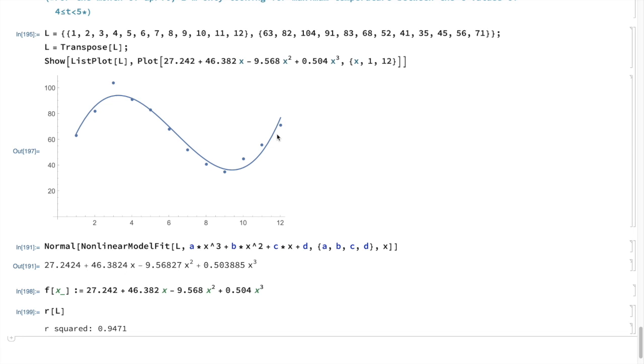That's really not bad. So, justify your choice of a best fit function. My r squared value is 0.947. That's really close to 1, which means this is really, really strong. And the appropriateness of this model, well, it definitely seems to peak right about here, and it seems to trough right about here. So yeah, that would work just fine.